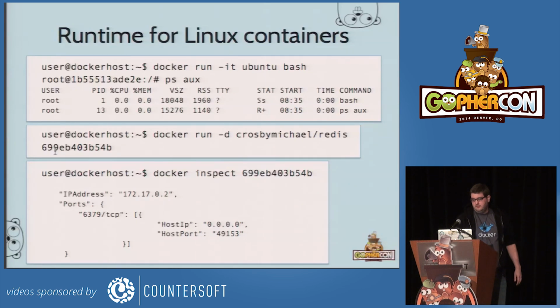Another example would be, for example, to run a pre-baked image. So we have such an image like crosbymichael/redis. It's a Redis server image. So you just docker run this image.